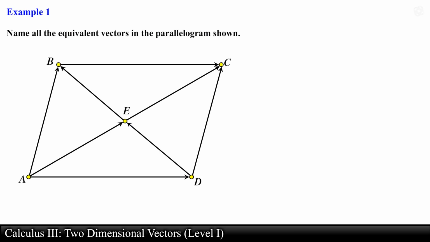Name all equivalent vectors in the parallelogram shown. Alright, recall that 2 vectors are equivalent if they have the same direction and magnitude, but they don't necessarily need to be at the same location.